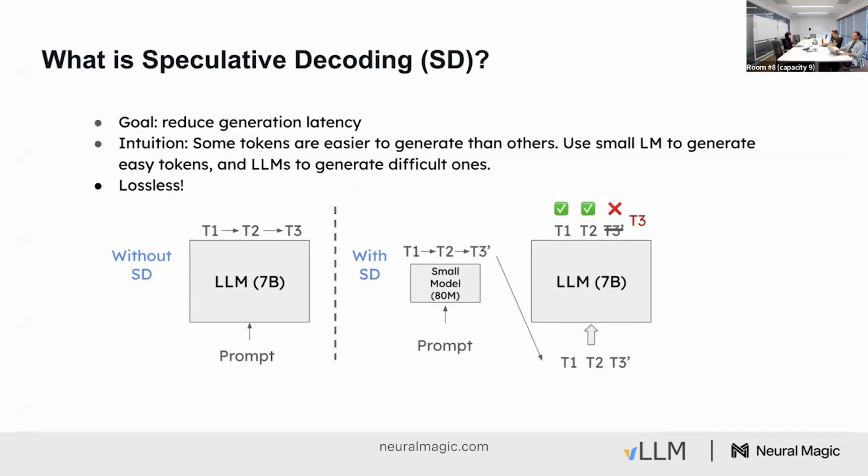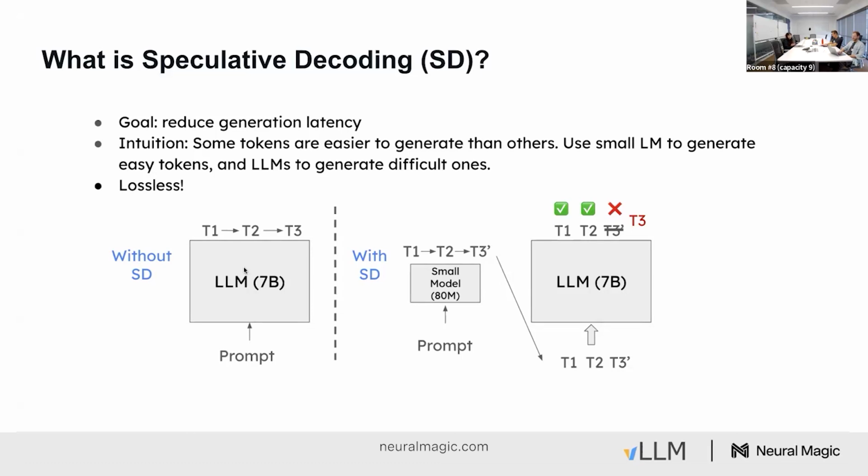So what is speculative decoding? It's a technique to reduce the generation latency. The intuition is that when you use an LLM to generate tokens, some tokens are easier to generate than others. So instead of using the large language model to generate all the tokens, which might be quite expensive, you might want to use a small language model to generate those easy tokens and the large language model to generate the difficult ones. And it has a very good characteristic: it's lossless, so you can use it safely without affecting the accuracy.